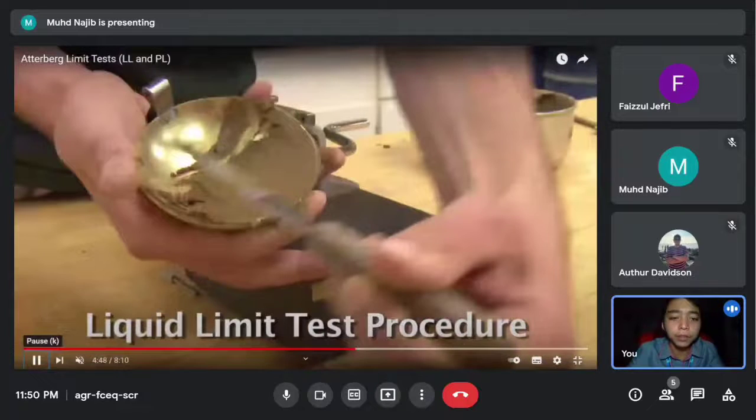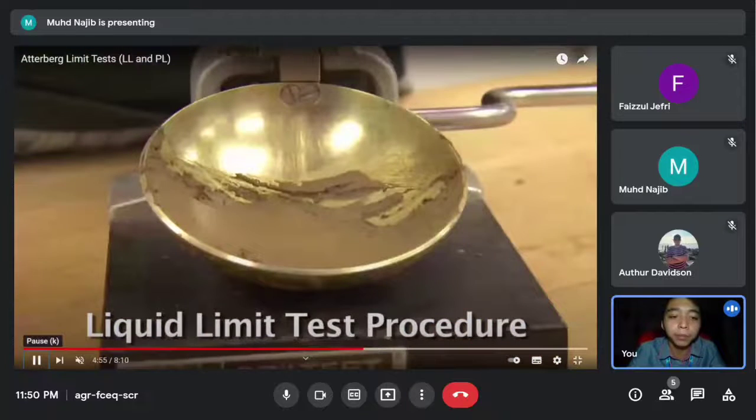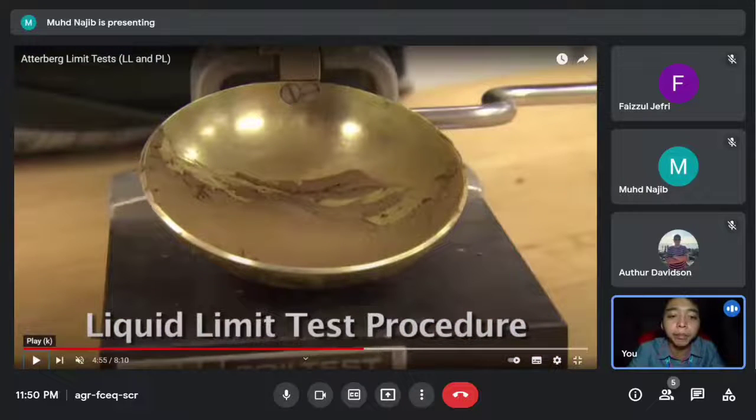Place a portion of the previously mixed soil into the cup of the liquid limit apparatus at the point where the cup rests on the base. Squeeze the soil down to eliminate air pockets and spread it into the cup to a depth of about 10 mm at its deepest point. The soil pad should form an approximately horizontal surface.